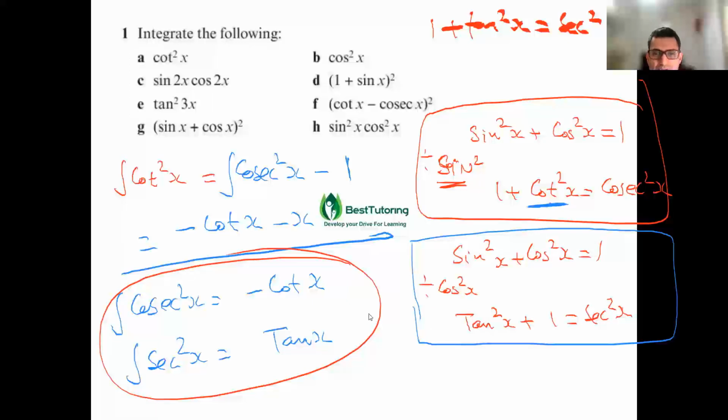Can we start with the next question, cos square x? And guys, you need to message me, because at one stage you need to start doing it yourselves. Only then are we able to do these questions nicely.